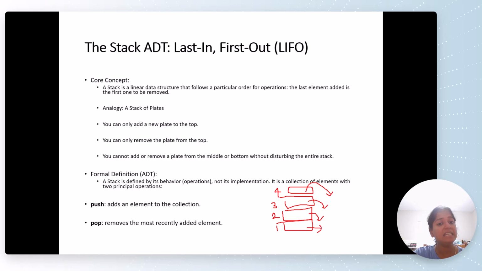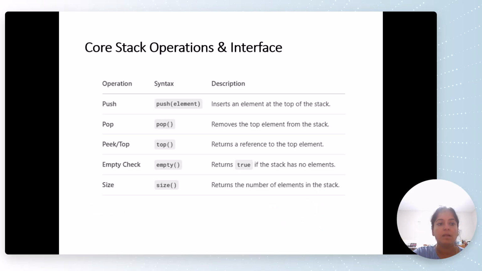It is again a linear data structure. Elements are arranged in a linear manner. All elements should be of the same type. Adding an element to a stack is called the push operation, whereas removing an element from the stack is called the pop operation. These are some of the common operations of a stack.